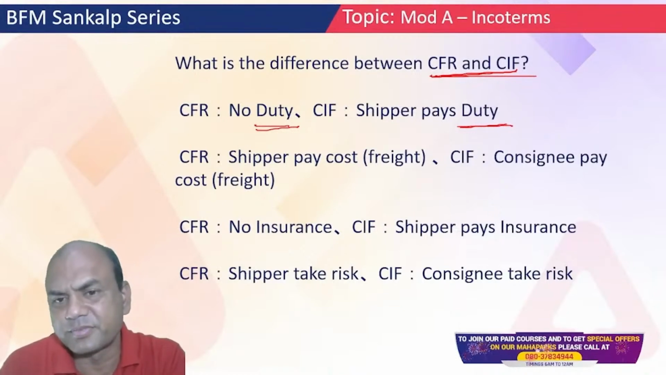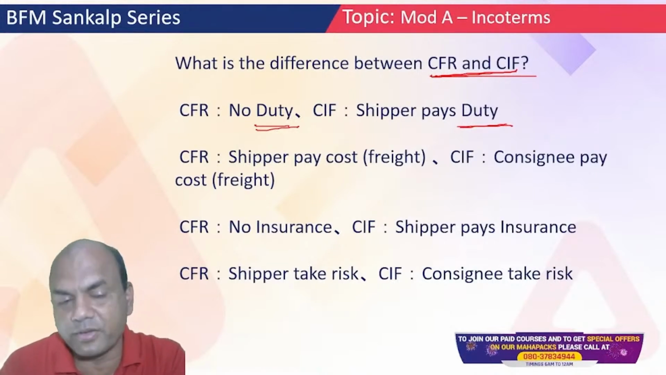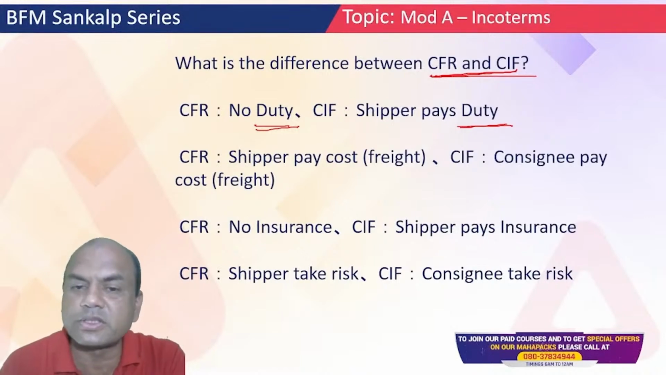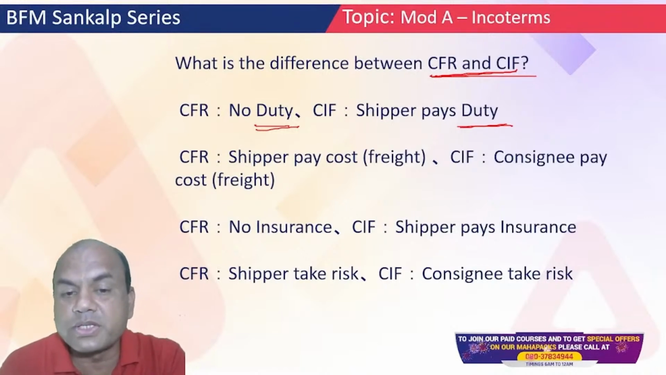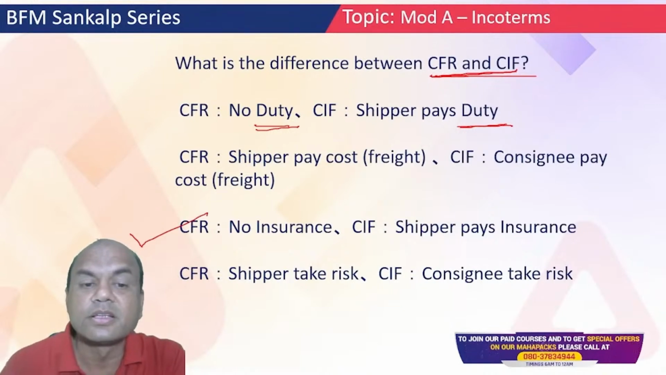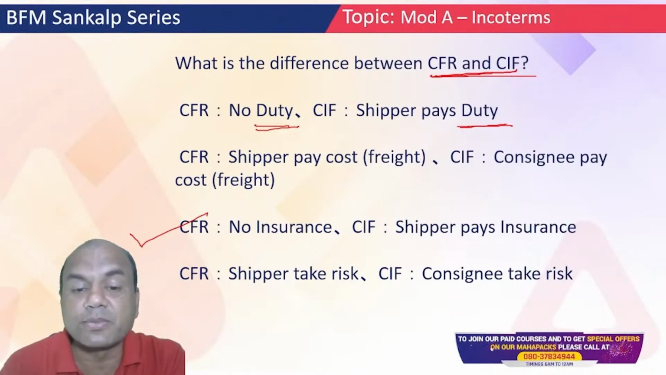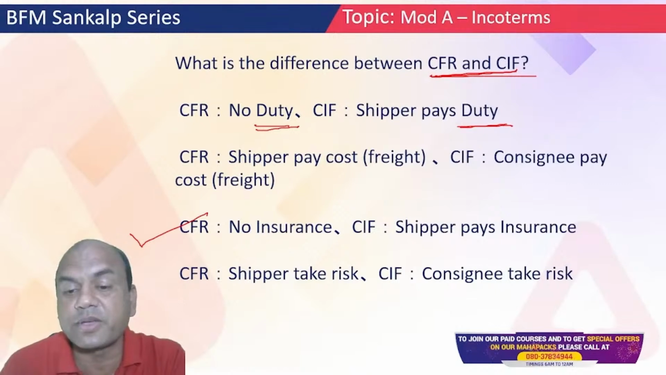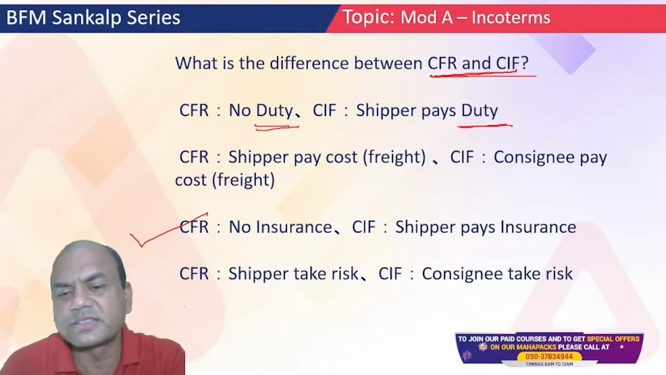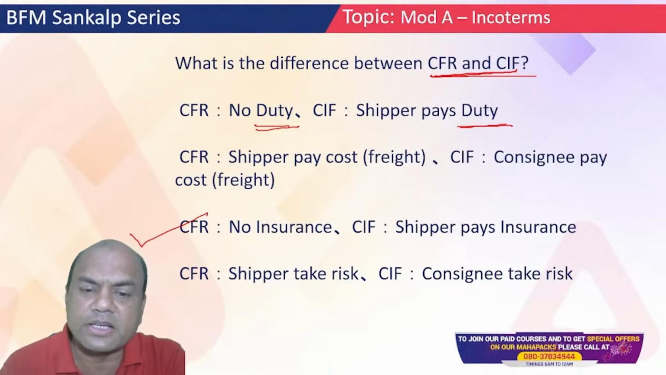Nothing like this. Both of them, CFR and CIF, cost and freight: the seller pays the freight over here, right? In both CIF and CFR. CFR, no insurance, and CIF, the seller, the shipper, pays the insurance. Okay, exporter. CFR, shipper takes the risk; CIF, consignee takes it. It's not that. Consignee means buyer. Buyer takes the risk? No one. Here the shipper takes the risk.